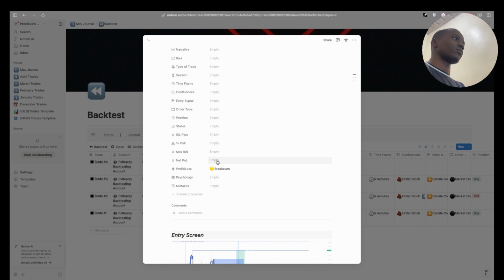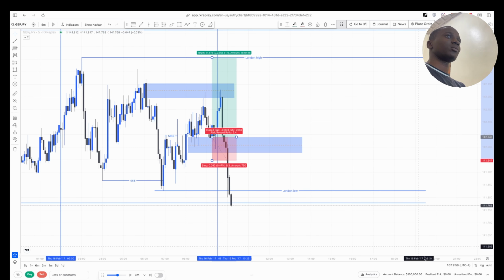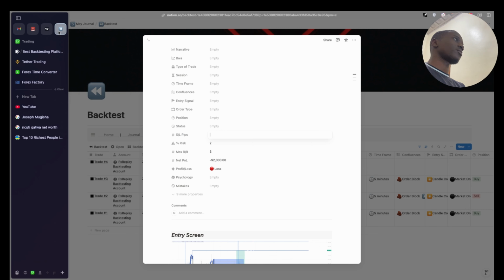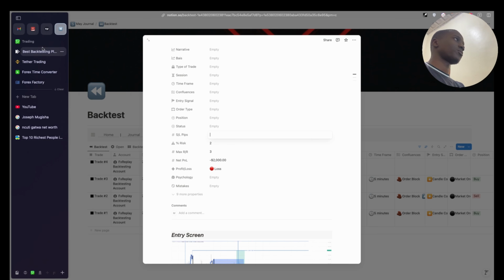So profit or loss, net P&L was minus 2,000 because I assume I risk 2k of the account every time, and max risk reward was 3. Risk, I risked 2%. The reason I do the assumption is because I don't usually do the testing on this account, and it's even 100, so let's see what we can do here. So stop loss in pips.